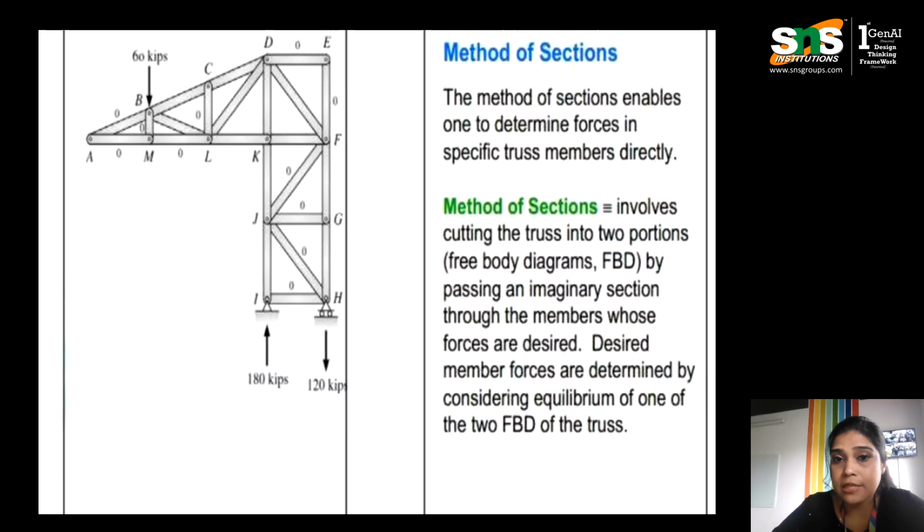Next is the method of sections. It enables us to determine forces in specific members directly. The method of sections involves cutting the truss into two portions, as you see in the free body diagram, by passing an imaginary section through the members whose forces are desired. The desired member forces are determined by considering equilibrium of one of the two free body diagrams of the truss. So this is another important method to find the forces acting on each member of the truss.